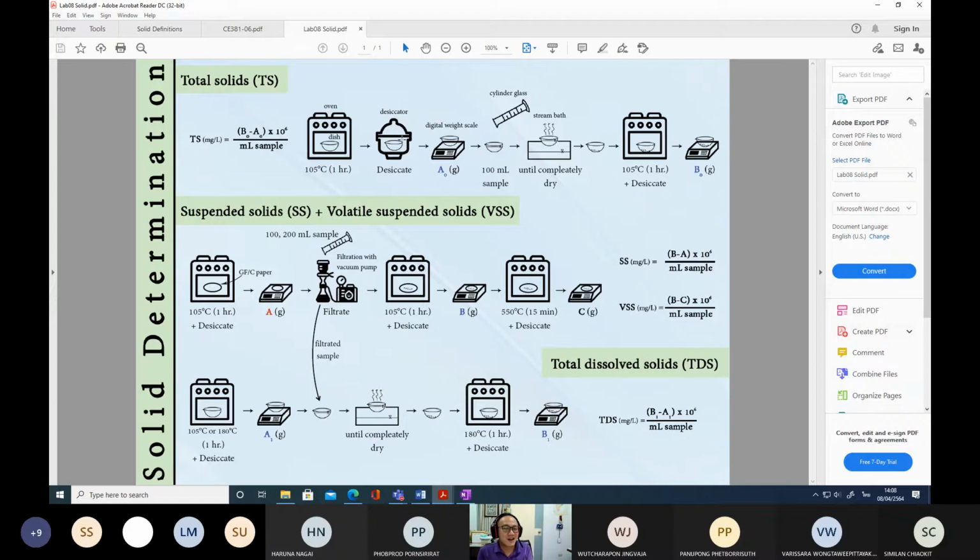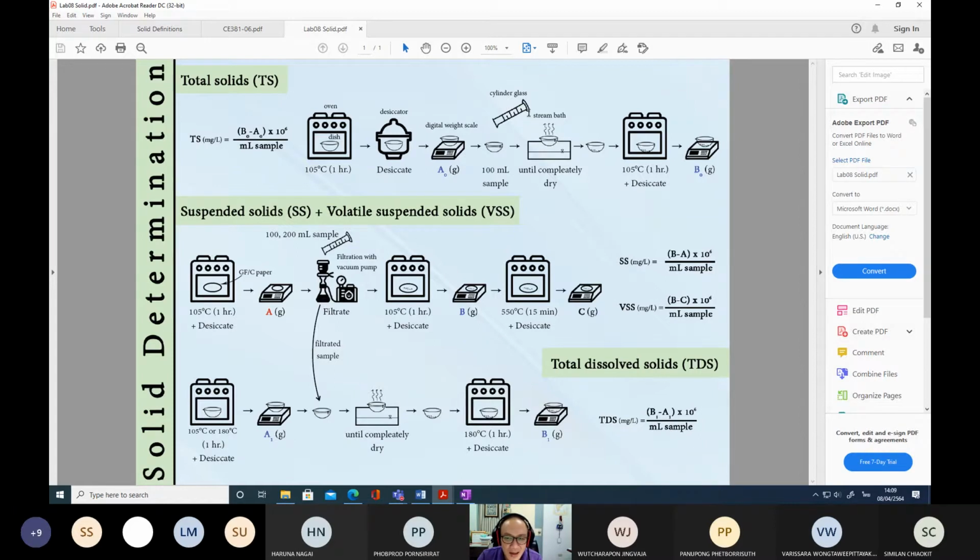So just bring them to the same baseline. Once it cools from 105 degrees Celsius to room temperature, we wash the crucible dish, and we report this as A. Once we wash it, it will show the weight of the empty crucible dish. The weight is A.